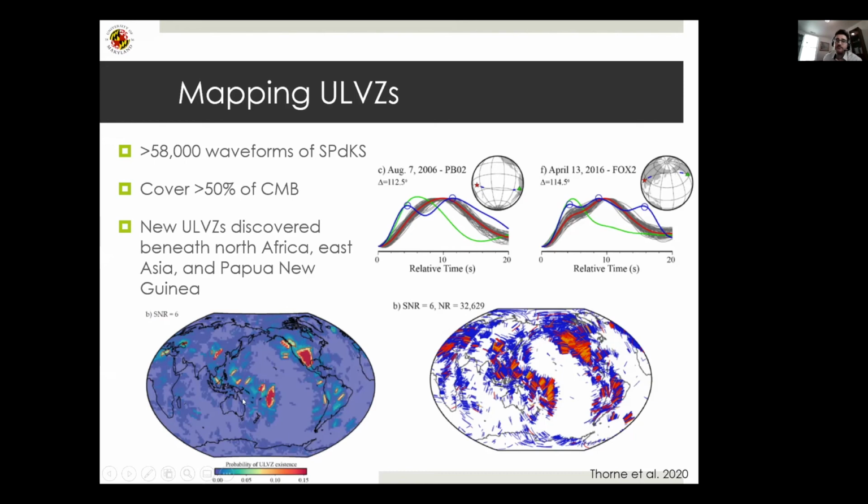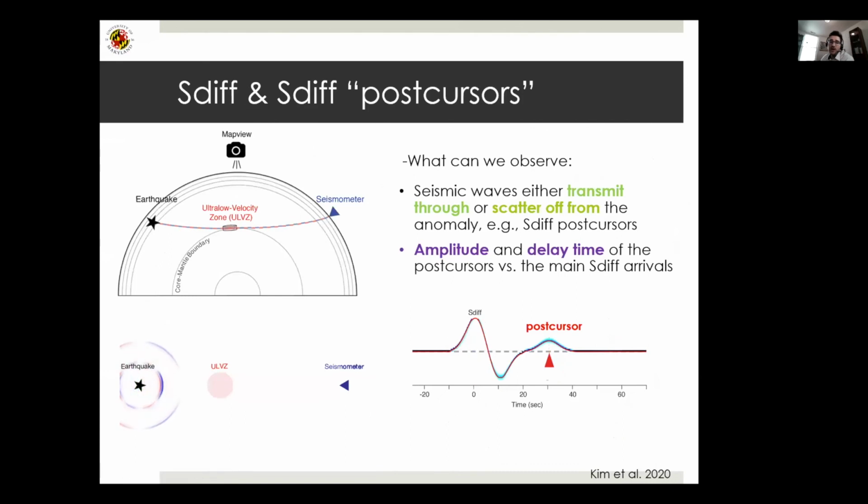So that's exciting. Another way we can look for ULVZs is to look for S diffracted waves. So these are waves traveling along the core. As they pass through a ULVZ, the ULVZ will slow down that S wave and can produce a very strong postcursor. And so by looking at the amplitude and the delay time of this postcursor with respect to the main Sdiff, we can figure out how large the ULVZ is and its properties.